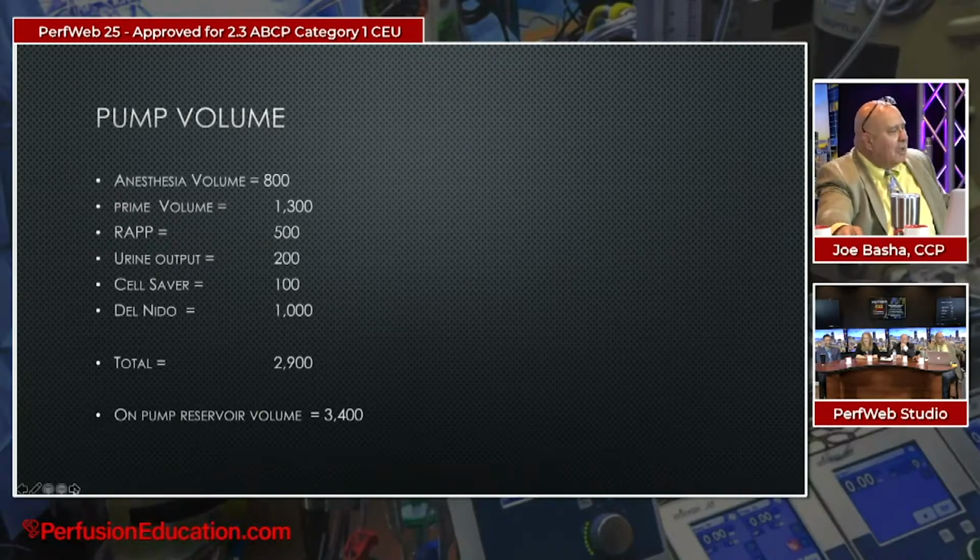Urine output was 200. Cell saver was 100. Del Nido dose was 1,000. So taking everything we added up and subtracted, our total volume for the pump contribution to the patient's circulating volume is 2,900. The on-pump reservoir volume is now 3,400 cc's. That's what you've got in the tank, okay? And you're flowing along, getting good flow, everything looks good. Next slide.